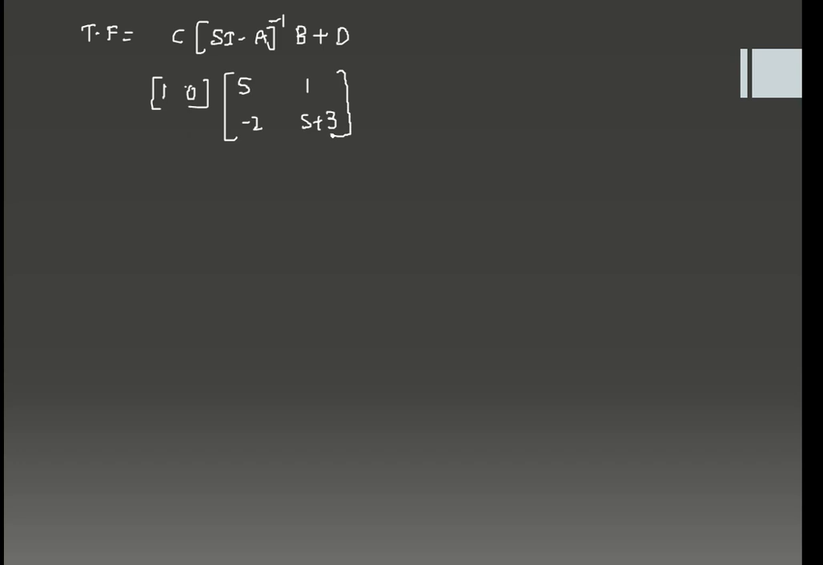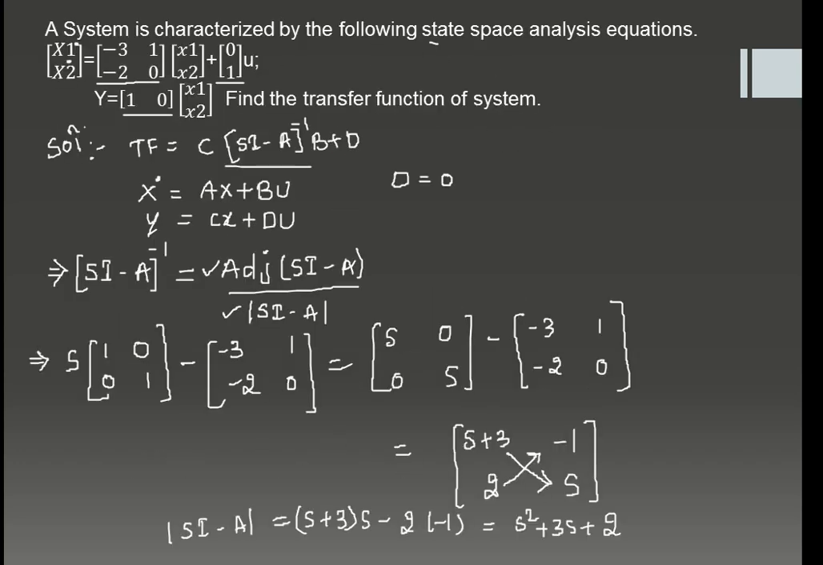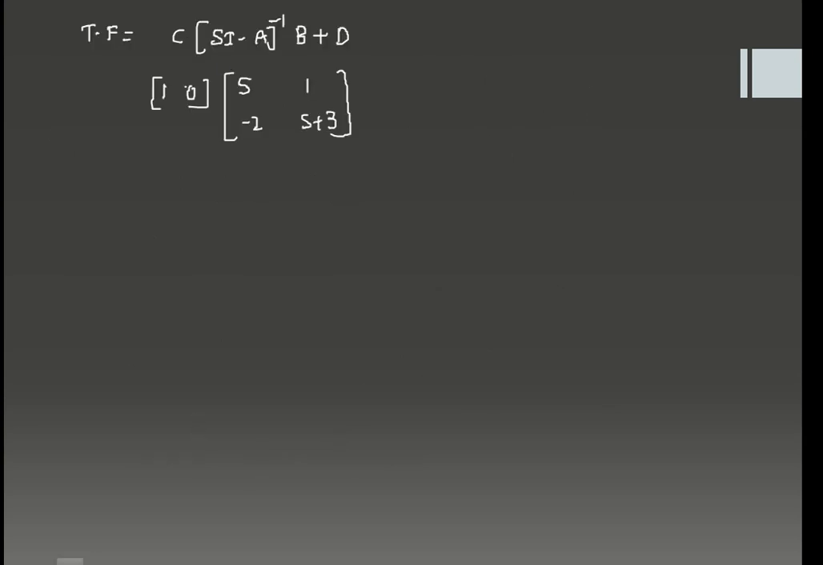And what is the B value? B value is [0 1]. I am writing the B value here, plus D is 0. The (SI minus A) inverse is [S 1; minus 2, S plus 3], and we are having the determinant of SI minus A, that is S square plus 3S plus 2.